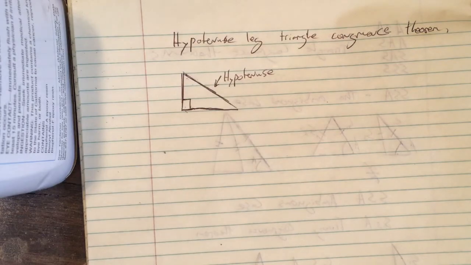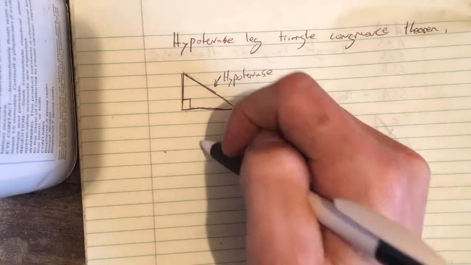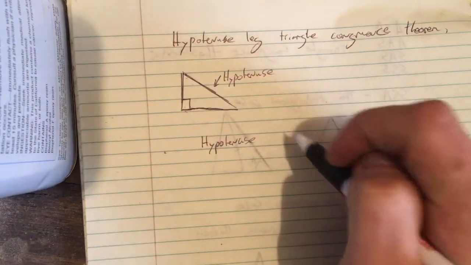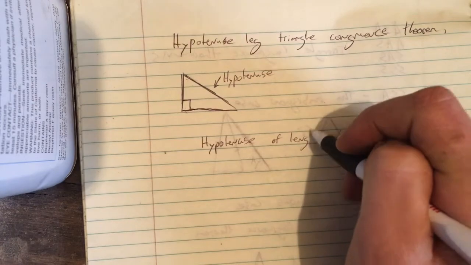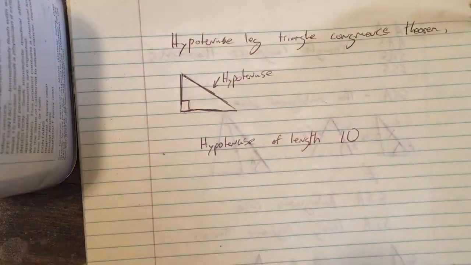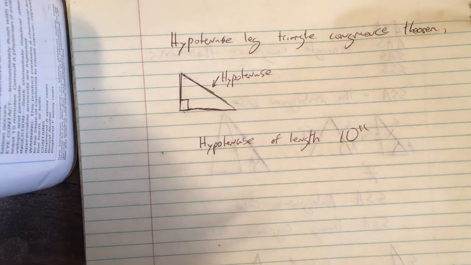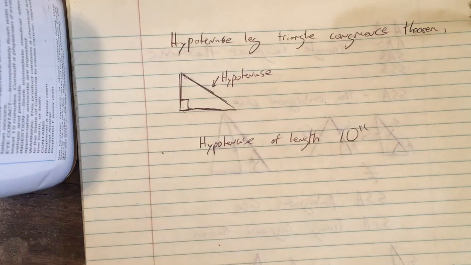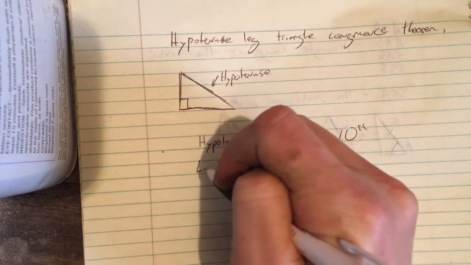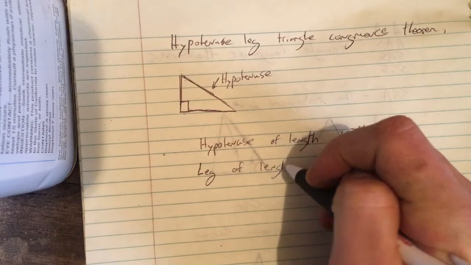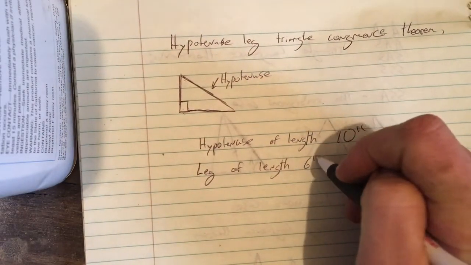So let me give you a scenario. Let's say I have a hypotenuse of length 10 inches. Let's say inches. I could say light years, I could say meters, I could say miles, I could say furlongs, hands, there's all sorts of length measurements, but I'm going to use inches here. Hypotenuse of length 10 inches. And then I have a leg of length 6 inches.